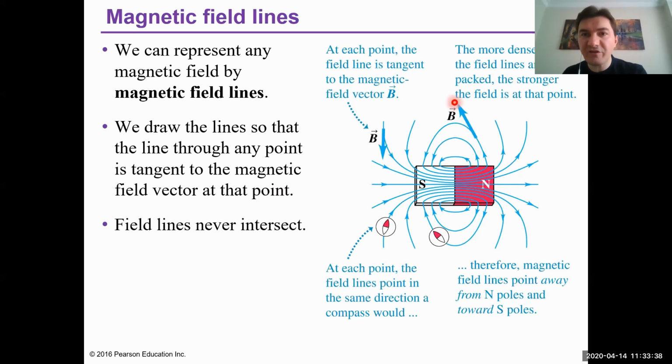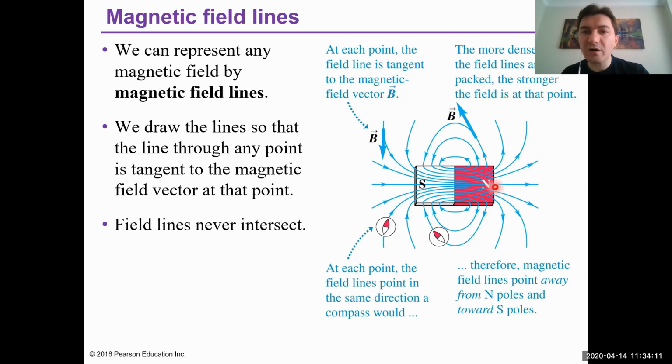If you draw a tangent here, at each point, the magnetic field line is tangent to the magnetic field vector B. So here we have a magnetic field line, and this is the magnetic field vector. And these field lines never intersect. We have already discussed this in electric field. So the more densely the field lines are packed, the stronger the field is at that point.